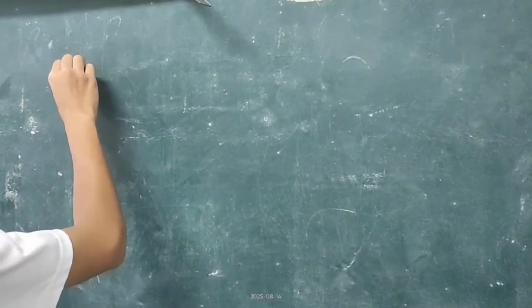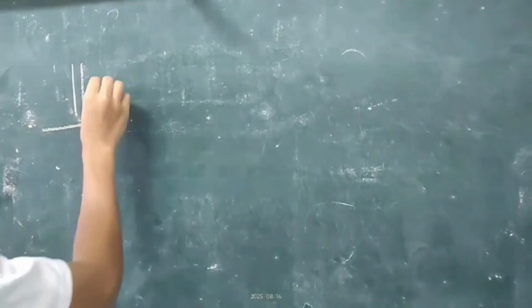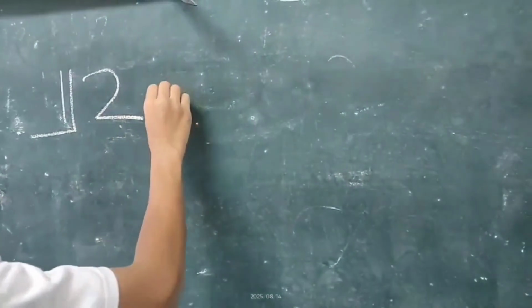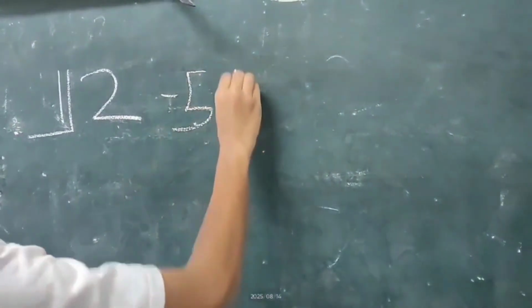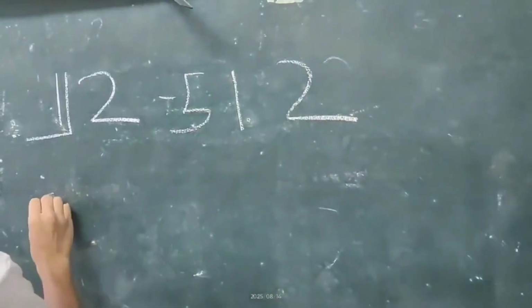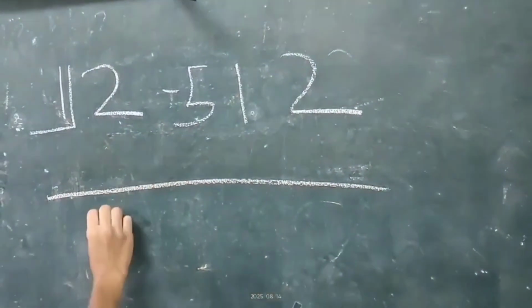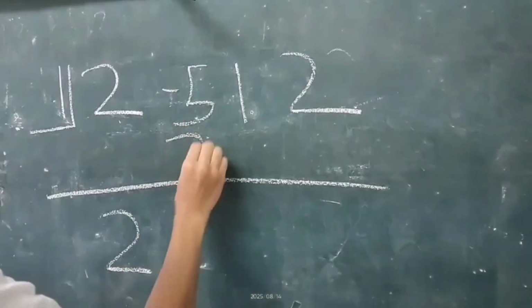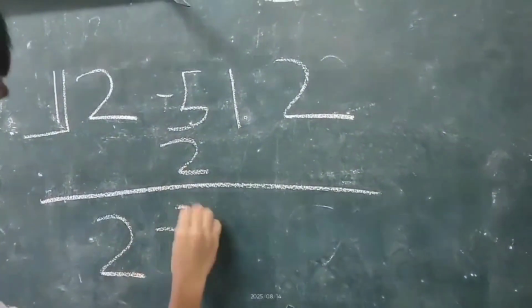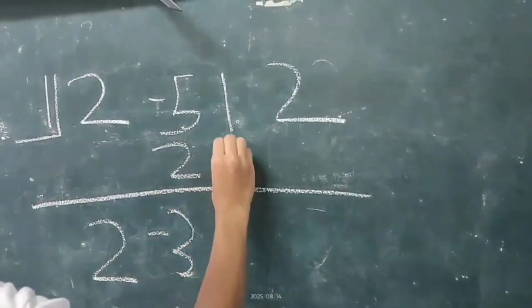So here we have a divisor positive 1. From negative 1 to positive 1, transposing. So we have 2, negative 5, positive 1, and positive 2. Bring down 2. 2 times 1 equals 2. Then 2 minus 5 equals negative 3.